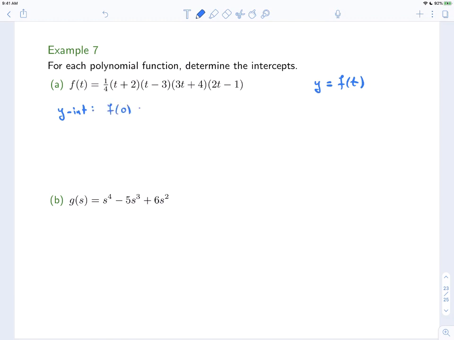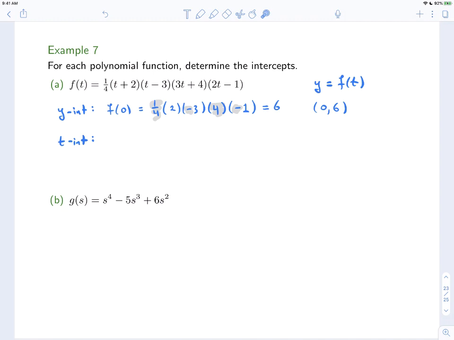So f of 0 is equal to 1/4 times, and now you just plug in t equals 0. So it's going to be 2 times negative 3 times 4 times negative 1. This 4 will cancel with that 4. This minus sign times that minus sign will give you something positive. So you have 2 times 3 times 1 is 6. So the y-intercept has t-coordinate 0 and y-coordinate 6. But now we want to find the t-intercepts. They're t-intercepts because our variable is t here.